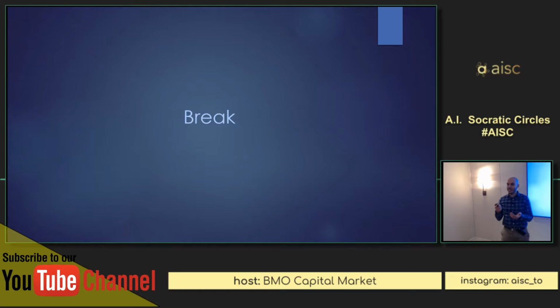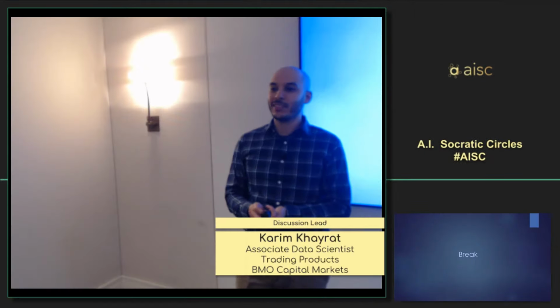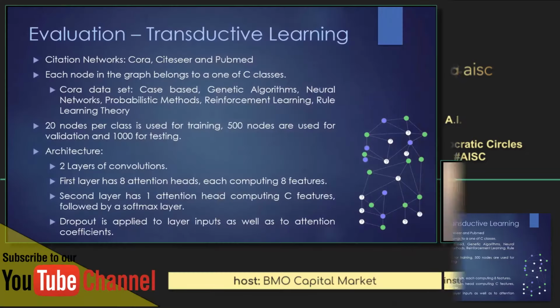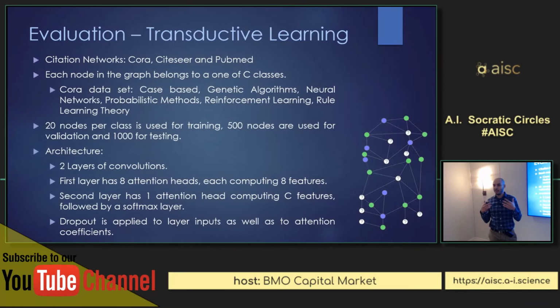Okay, welcome back, everybody. Let's get to the exciting part, the results. The first task that the authors tested their method on was a transductive learning task. Basically, it was 3 sets of citation networks. In a citation network, the nodes represent the papers or documents, and the edges represent citations between these papers. And you have a transductive learning task. Again, just a review, you have the complete graph.